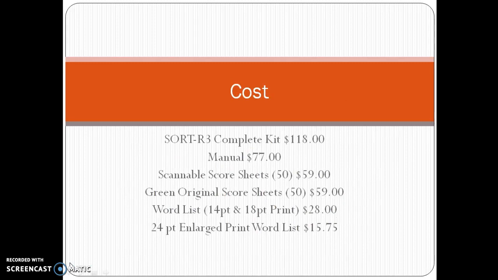This slide is the cost, and I found these costs online on the Slosson website. So for the complete kit, it's $118. You can buy the manuals separately for $77. They had scannable score sheets for $59 for $50. They had green original score sheets for $59. Word list in 14 and 18 print for $28, and you can get the enlarged print for $15.75.